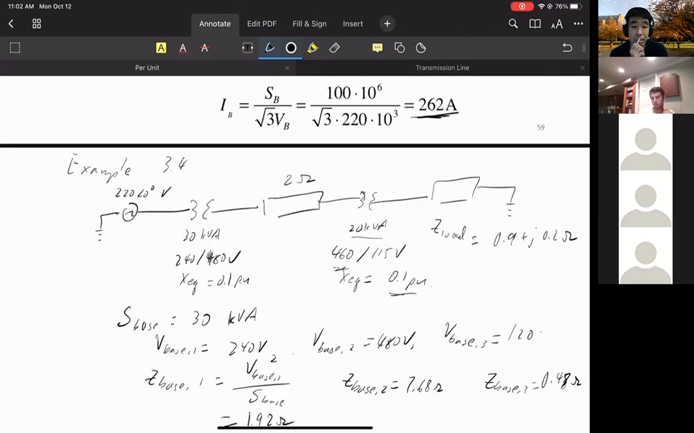It's not just an arbitrary base, because 480 over 120 is the same as 460 over 115. So they have the same turn ratio.